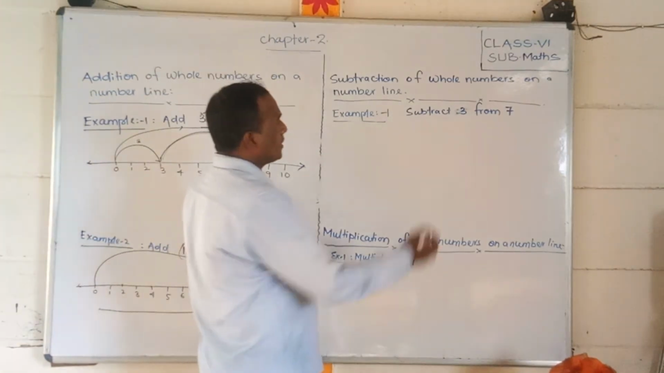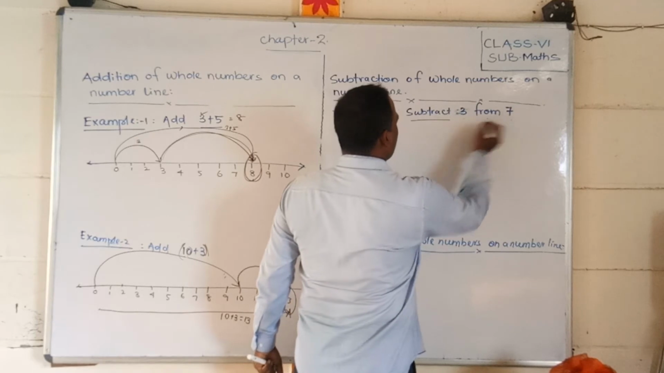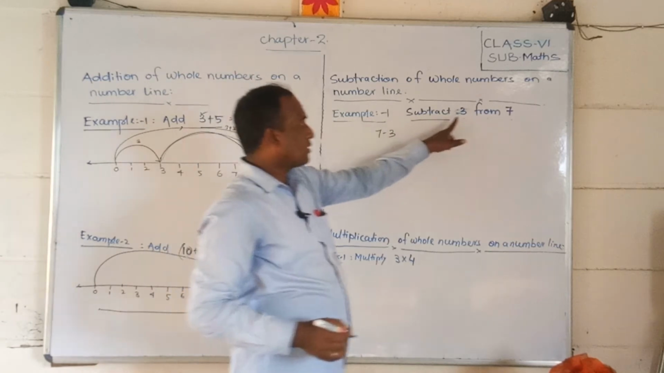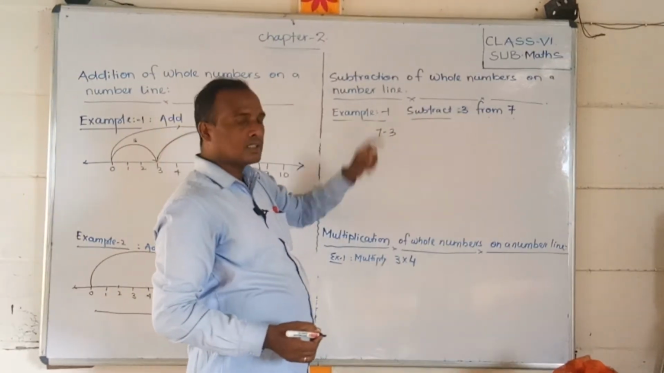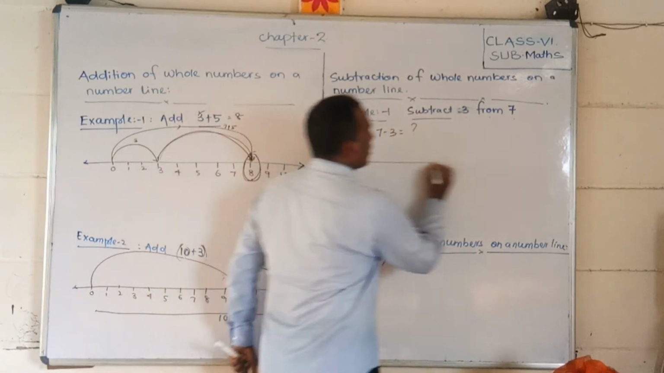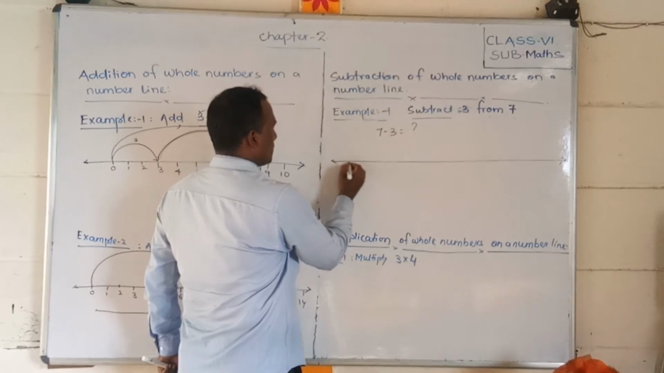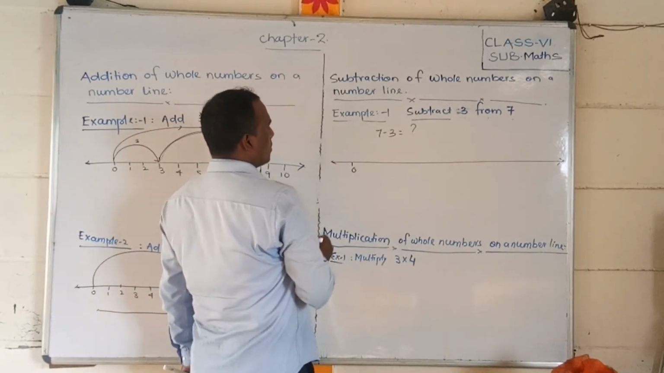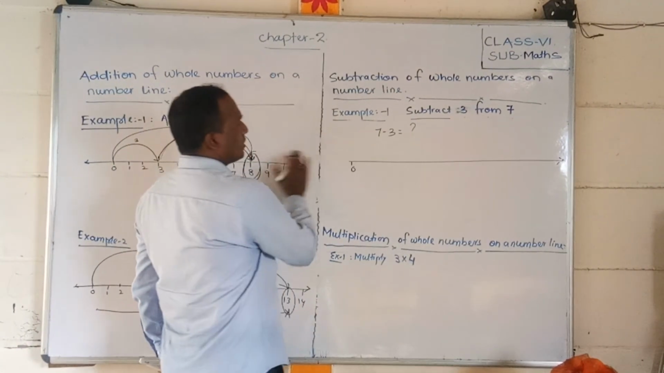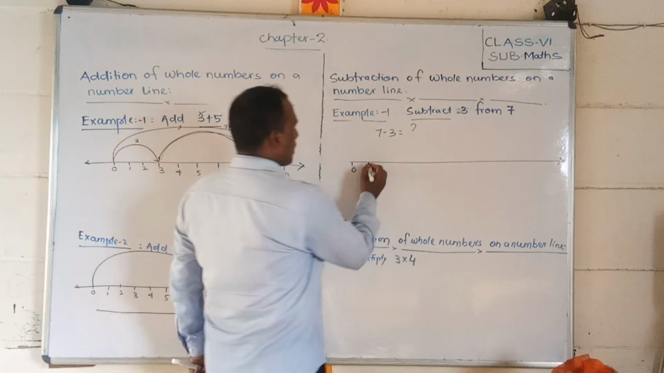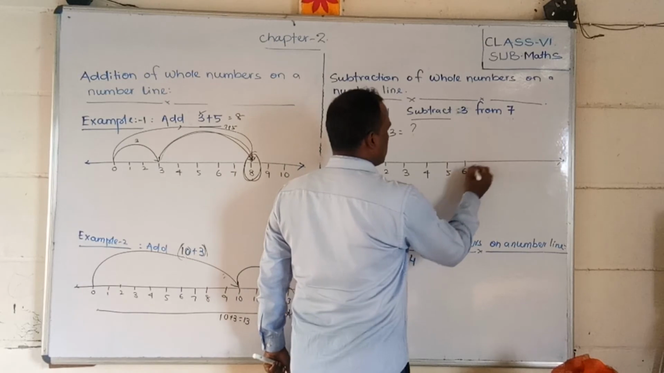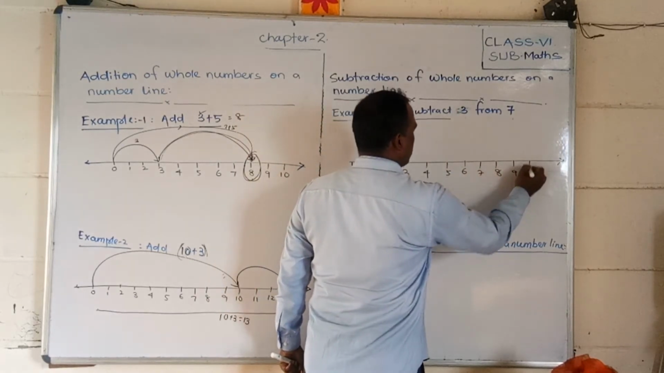Okay, so look here students, here is an example: subtract 3 from 7, that means 7 minus 3. How much, we know, but we have to show it on the number line. So first draw the number line. First you keep the 0. Okay, so students, only one thing you remember, whenever you are showing whole numbers, there is no need for negatives, only keep 0. Okay, so now 1 2 3 4 5 6 7 8 9 10.